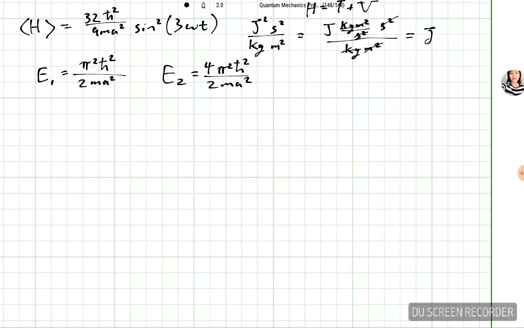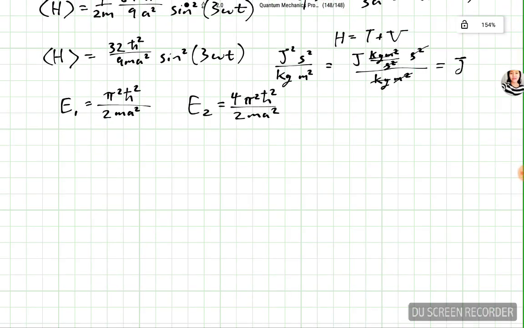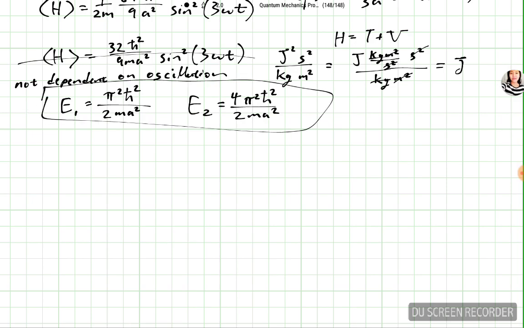See, this is probably a better way to take it, because let's look at this. Not dependent on time, or at least I'm going to say on oscillation. Because there's an even easier way to look at it, which is probably why Griffiths told you to do it this way. Which is, let's look at this. There we go.